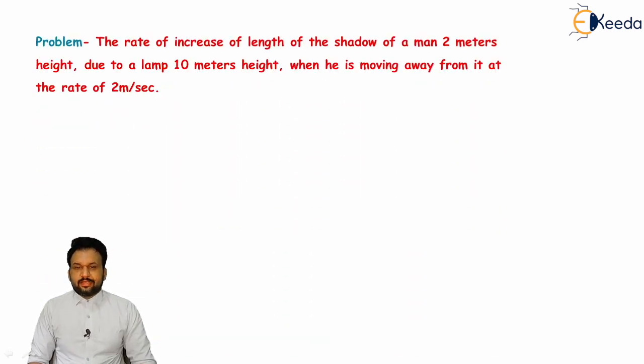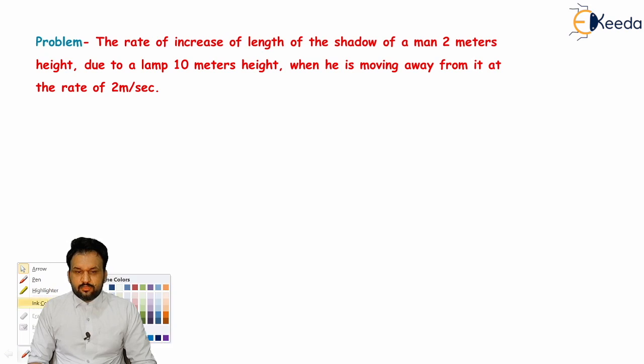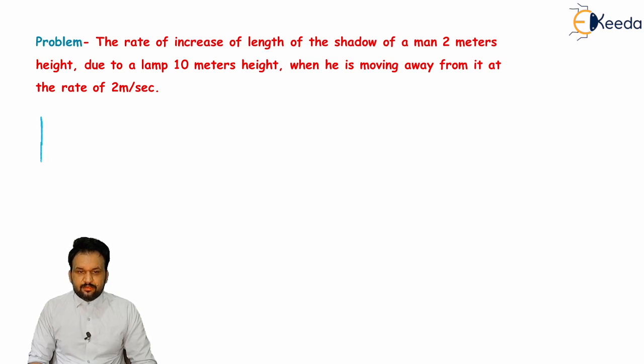Okay, the next question: the rate of increase of length of the shadow of a man 2 meters in height due to a lamp 10 meters in height when he is moving away from it at the rate of 2 meters per second. So the things are given to you. First of all, we need to frame such things. He has given that a 10-meter-high lamp is there. Okay. And one more thing is given, that a man is standing some distance away from this lamp.